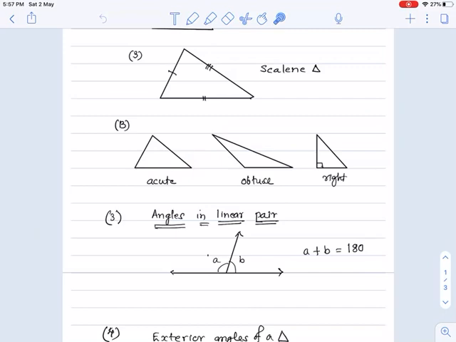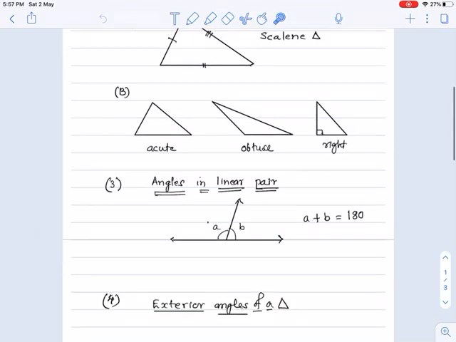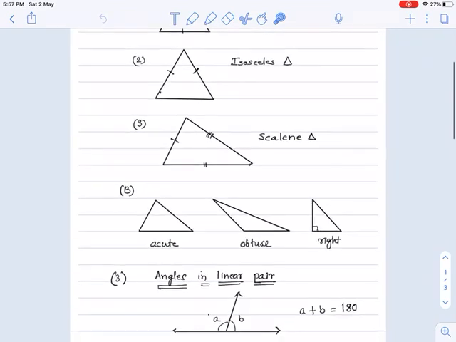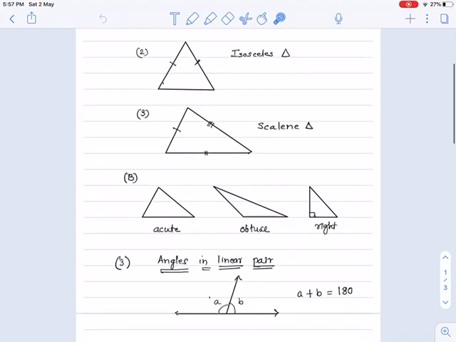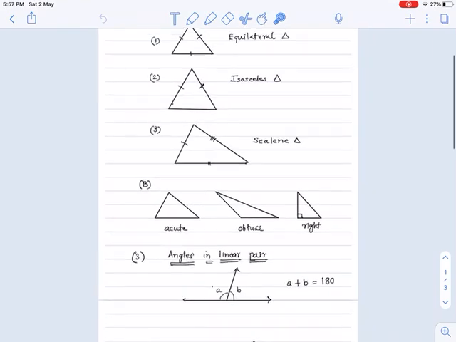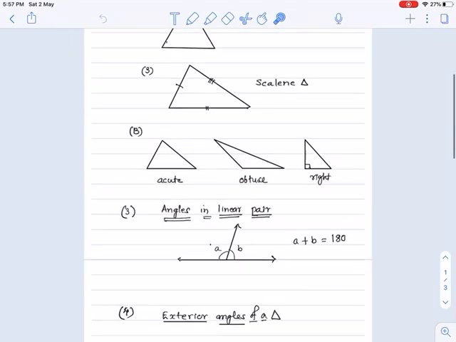Then the third type is right angle triangle. In a right angle triangle one angle is a right angle, and the remaining two angles are acute. The side opposite to the right angle is always called the hypotenuse. So these are the types of triangle based on sides as well as angles.